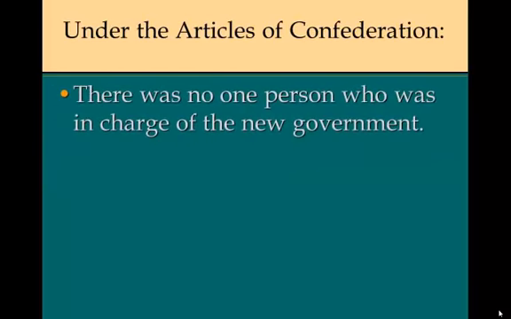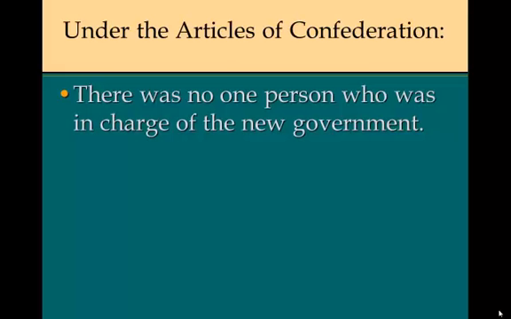Under the Articles of Confederation, there was no one person who was in charge of the new government. It was like being in a team, and you sit down to go to work, and everybody goes, "What are we supposed to do?" "I don't know." "What are you supposed to do?" "I don't know." And so you sit there and you waste time because nobody knows what they're supposed to be doing. There's no one in charge to guide you.